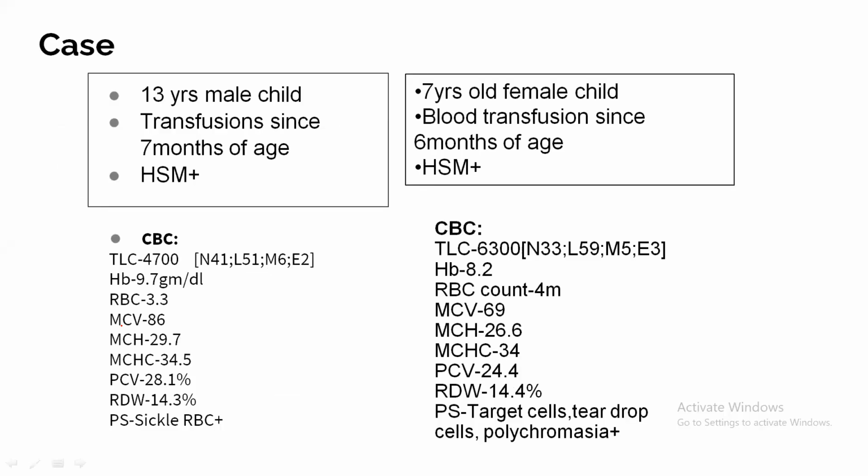And this is another child. These are two children I am comparing here. This is a 13-year-old male child, transfusion since 7 months of age, with hepatosplenomegaly. And this is a 7-year-old female child, blood transfusion in 6 months, with hepatosplenomegaly. If you look at the CBC here, the first child has a 4,700 WBC count, the other child 6,300, hemoglobin of 9.7 and 8.3. If you look at the MCV here, it is normal, whereas here the MCV is 69.